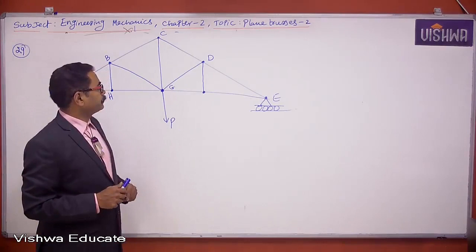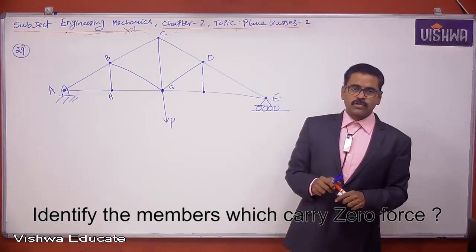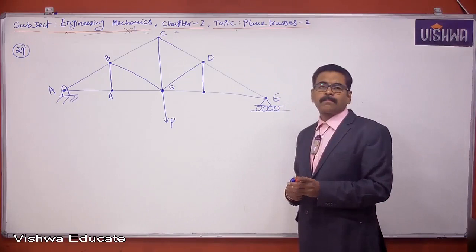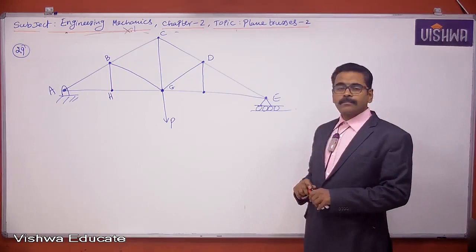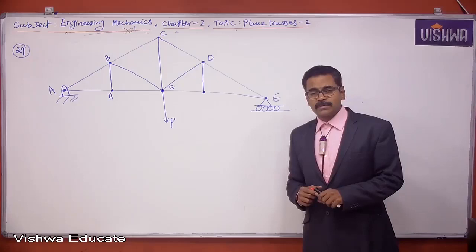So in this truss, we have to identify zero force members. Which members carry zero force? So this truss is carrying only one external load. We have to identify zero force members. Right, let us identify.